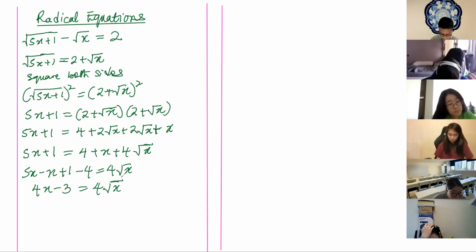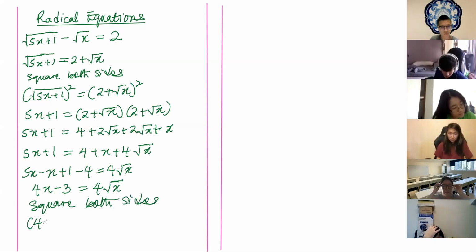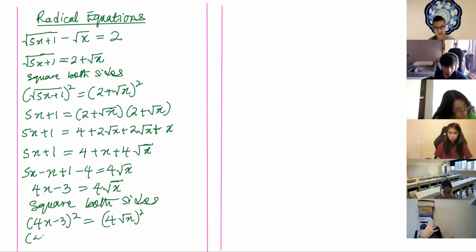Is that what we did? Those of us that have done it? Good. Then you square both sides again. So you have 4x minus 3 all squared. Then you have 4 root x all squared. Of course, 4x minus 3 all squared means 4x minus 3 bracket 4x minus 3. And this means 4 squared and x squared. 4 squared and x. So I'm just going to write 16x.